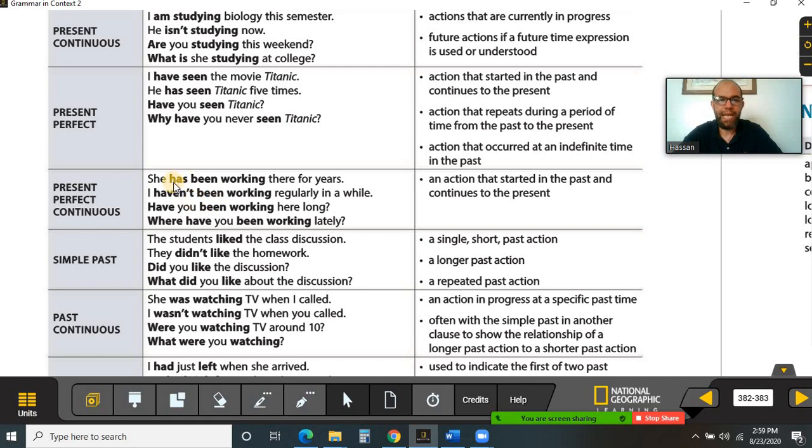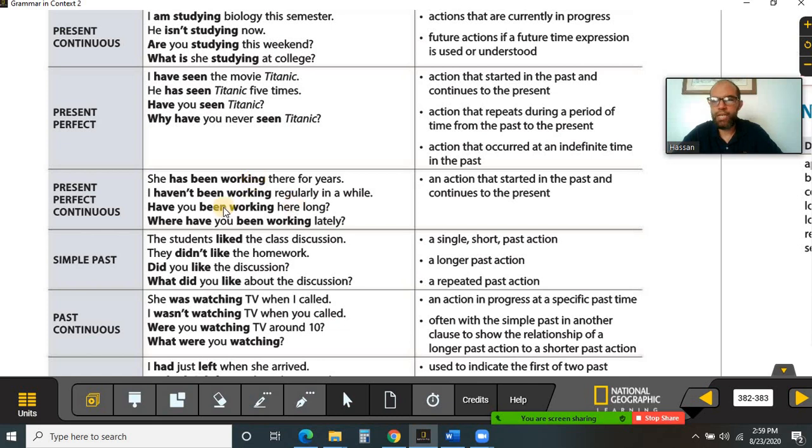So we use have or has plus been plus verb plus ing. Anytime you hear continuous, this means that the verb has to have ing. Remember this one. This is a good tip. Any tense called progressive or continuous, it means that the main verb has to take ing.